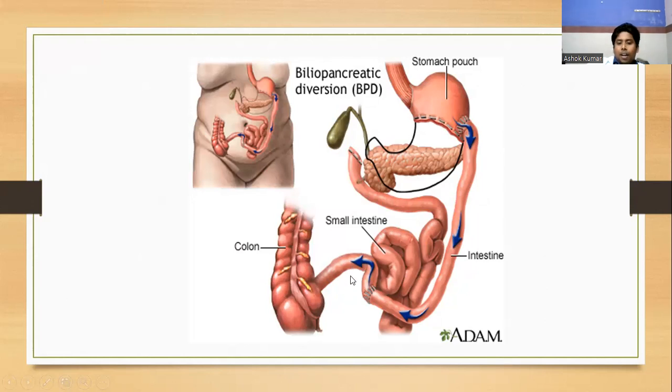A very short length is being provided for the food coming through this tube and the digestive juices coming through this channel to interact. So most of the ingested food particles move into the colon without digestion and are excreted via feces. This is the main mechanism behind malabsorption that happens in biliopancreatic diversion.